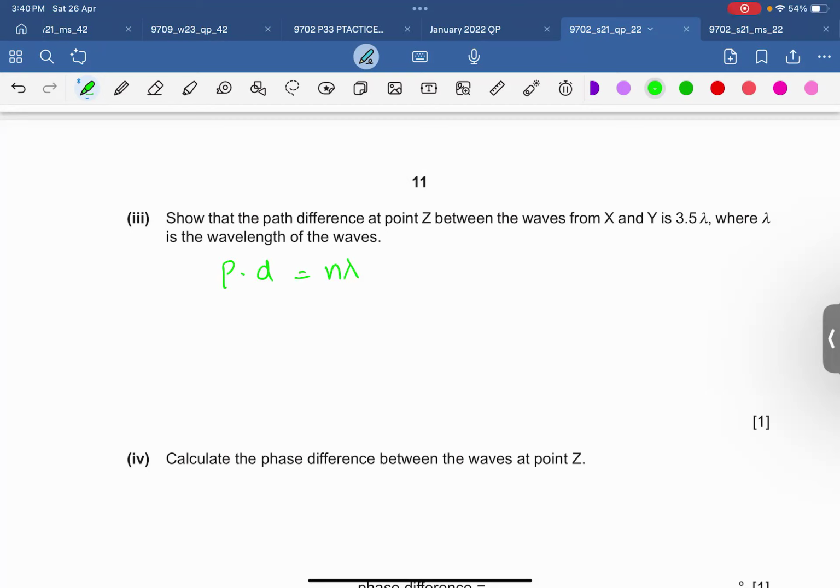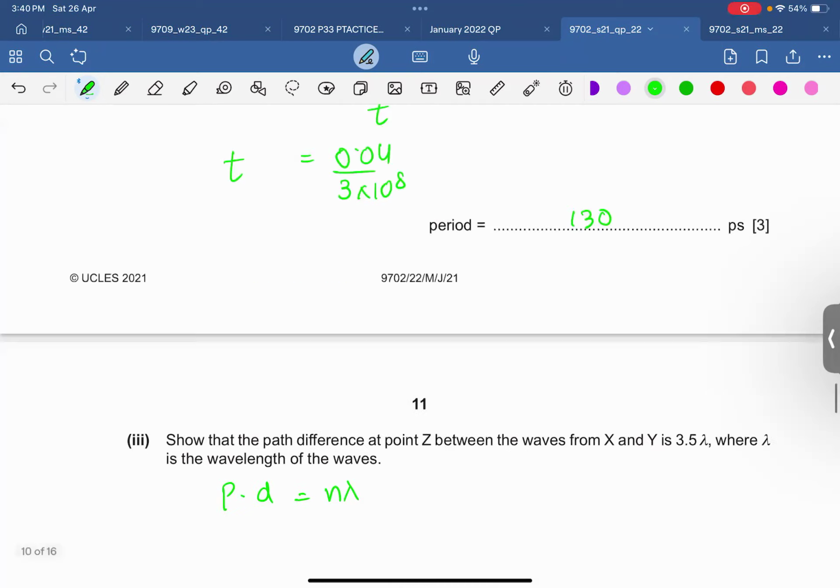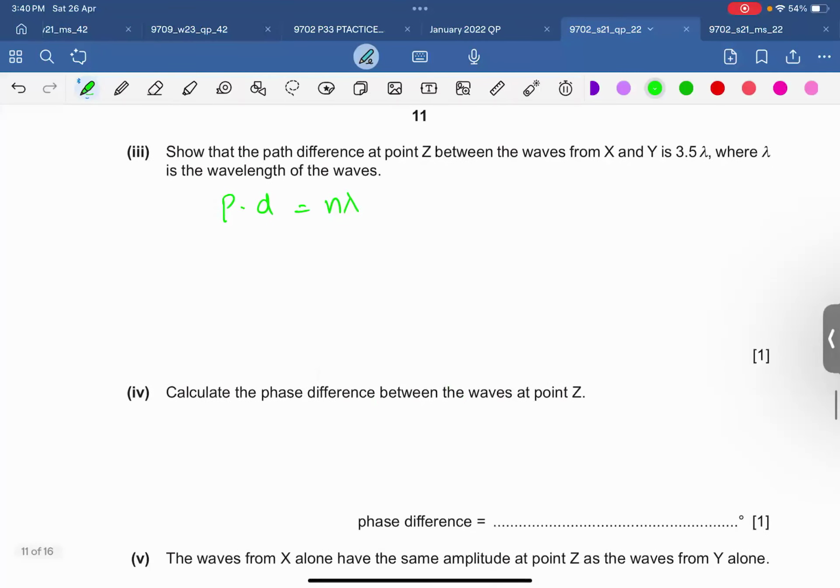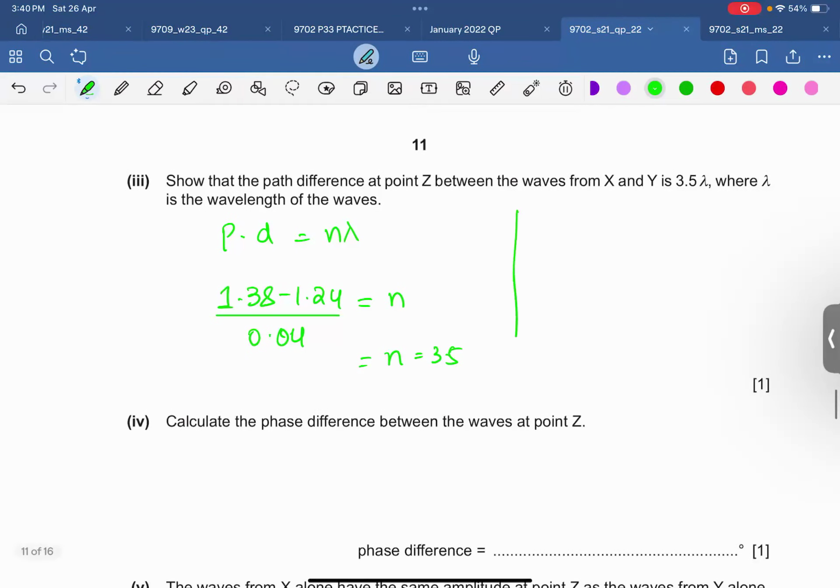ओके. सो पाथ इज गिवन एज 1.38 minus 1.24. Okay, 1.38 minus 1.24. Okay, equals to n lambda. Lambda is 0.04. How much? Yes, कितना आ रहा है? 3.5. 3.5. So the value of n is 3.5. Right, now you can put it back in the path difference formula. So 3.5 lambda. Okay. So it is something that we have to show.